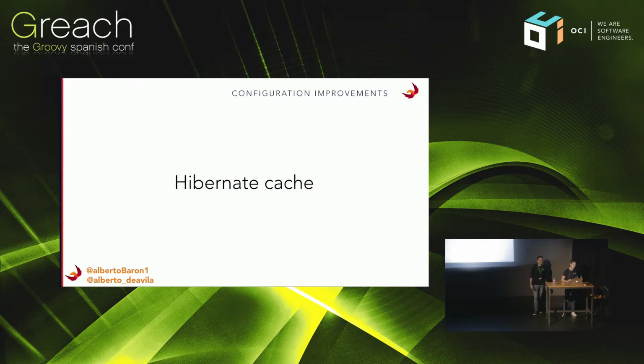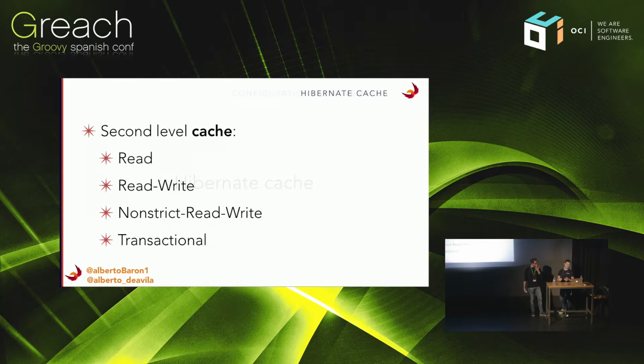Another configuration improvement is the Hibernate cache. Hibernate cache is a second-level cache that is located between the application and your database, and it can be used in 4 ways. The read, that is the most used policy. The read-write. The non-strict read-write, that is created for applications that perform a lot of reads and only a few write operations. And the transactional policy that enables us to cache all the operations done in a transaction.